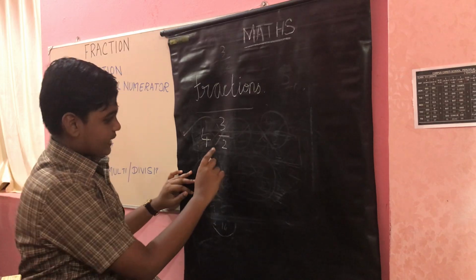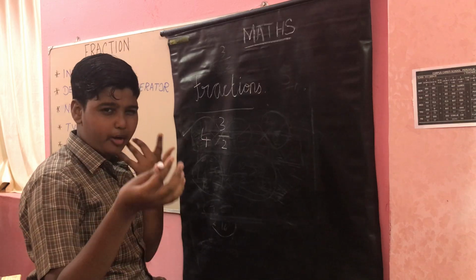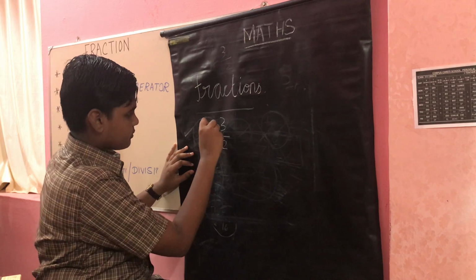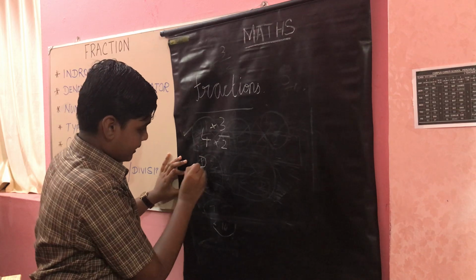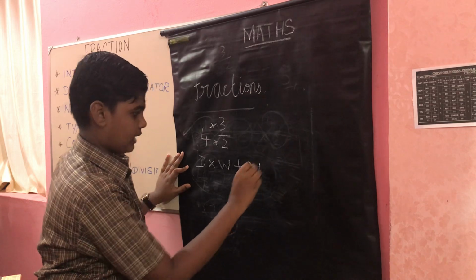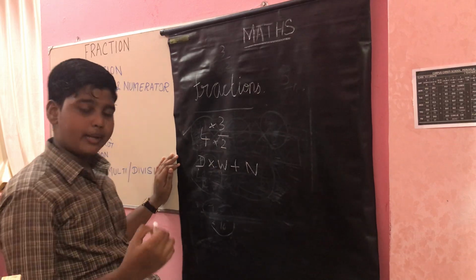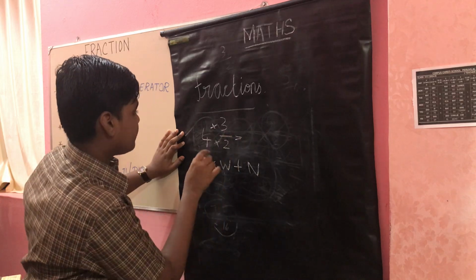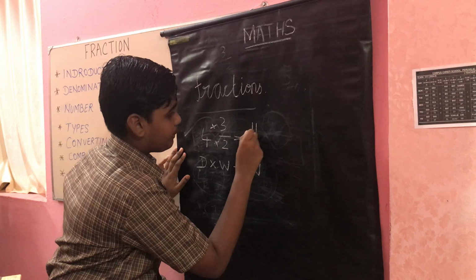Very easy. Just convert it into an improper fraction. There's actually a small, not a formula, but a small easy trick. So this is the denominator, right? Denominator into whole number plus the numerator. Understood? So in this case, how can I convert it into an improper fraction? What's 2 4s? 8. 8 plus 3, 11. So it is 11 by 2.